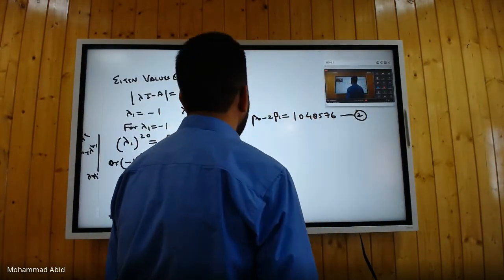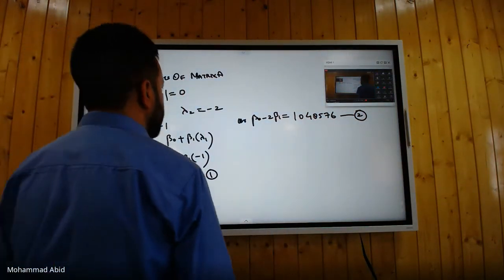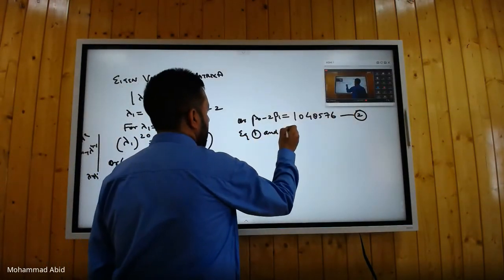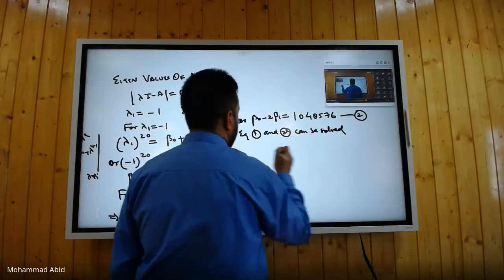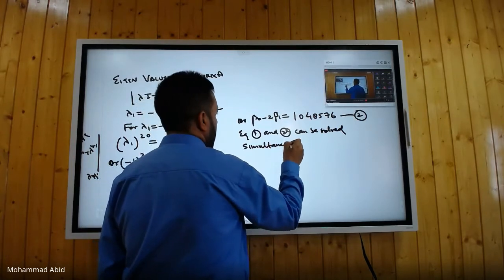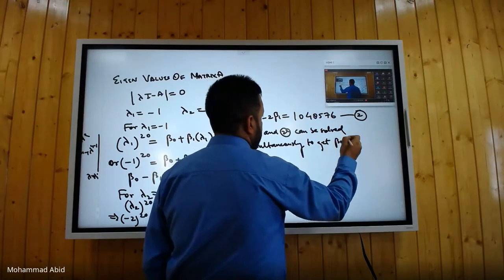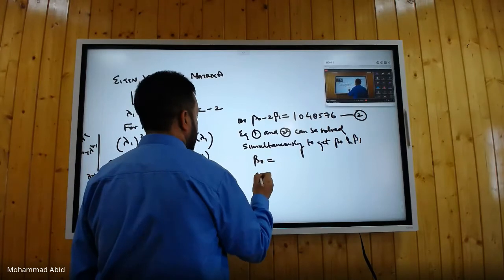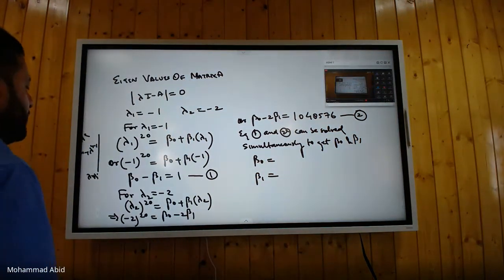Now equations 1 and 2 can be solved simultaneously, and from that we can get the value of beta naught and beta 1. Equations 1 and 2 can be solved simultaneously to get beta naught and beta 1. Tell me what value of beta naught and beta 1 you are getting. You know how to solve equations, don't you?